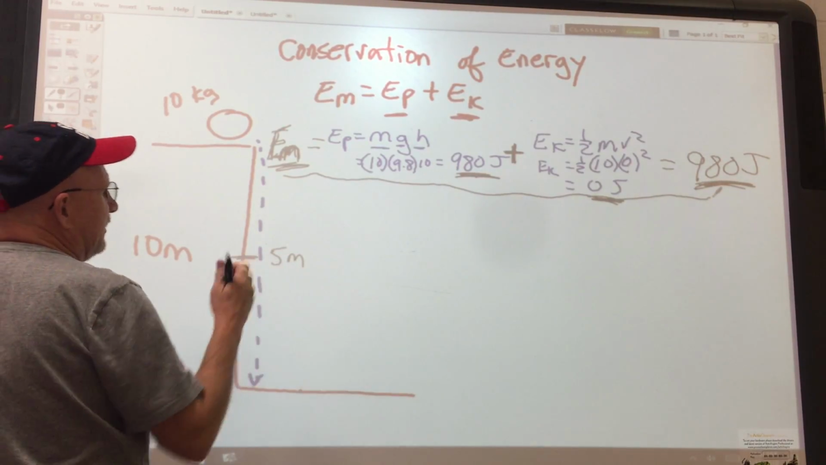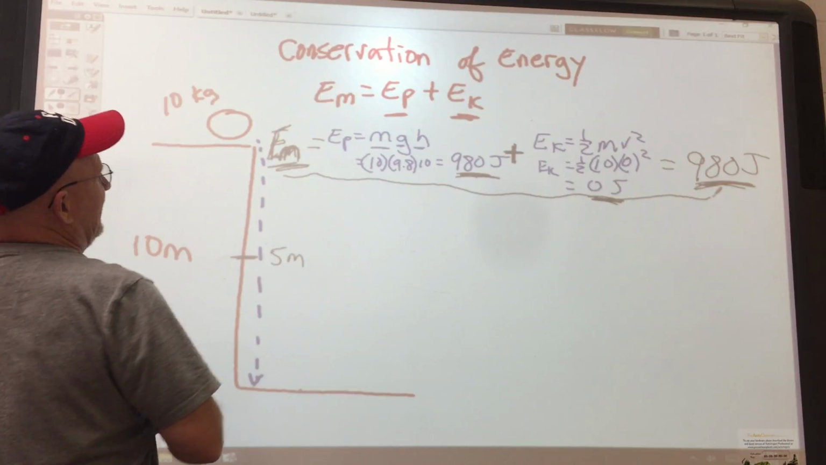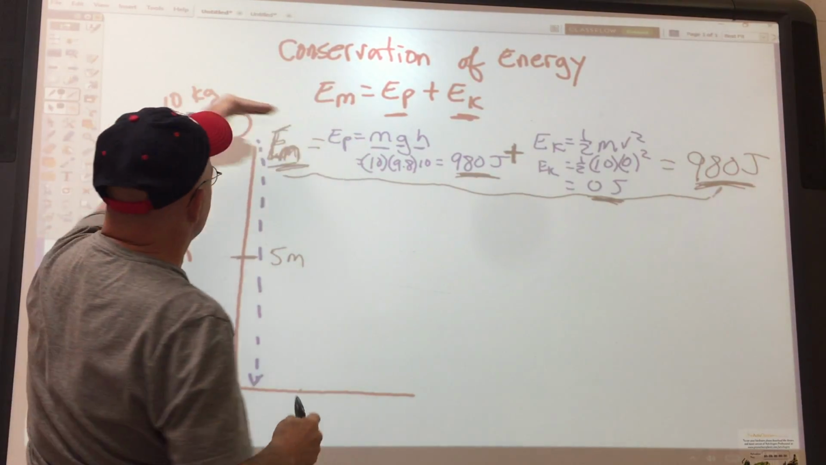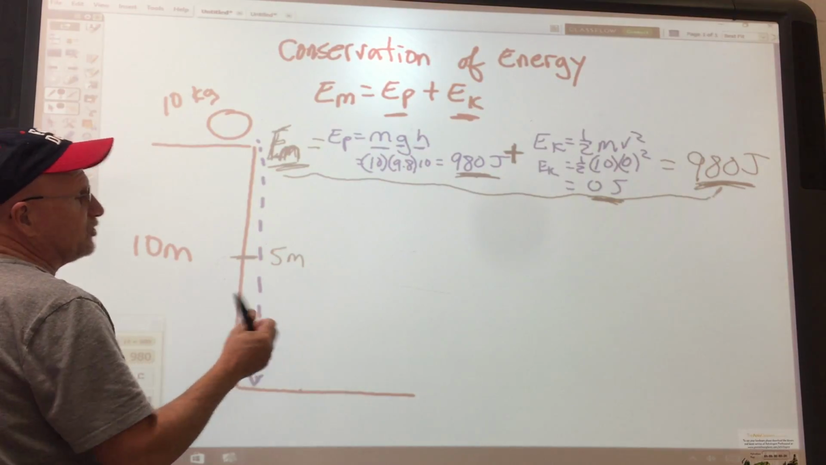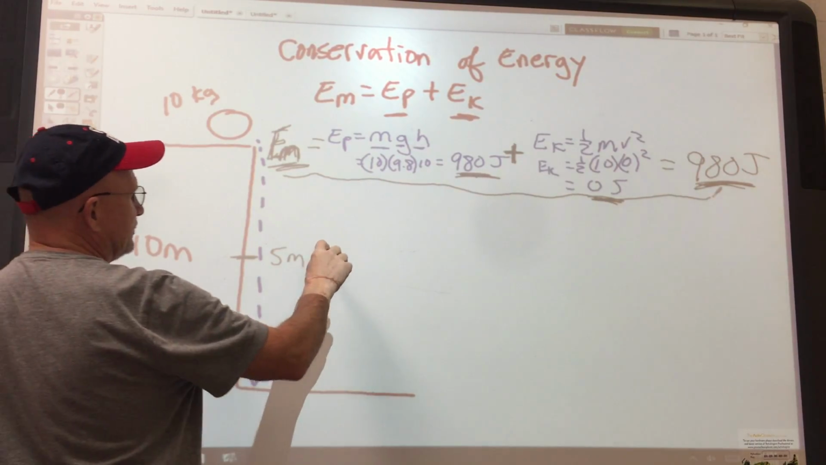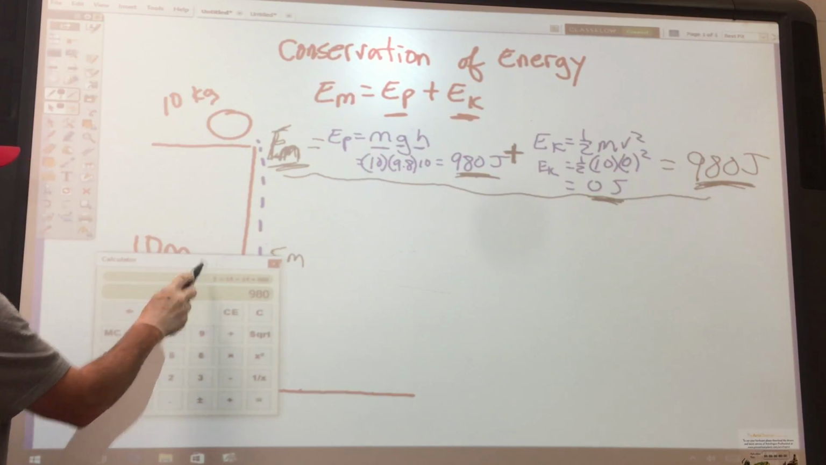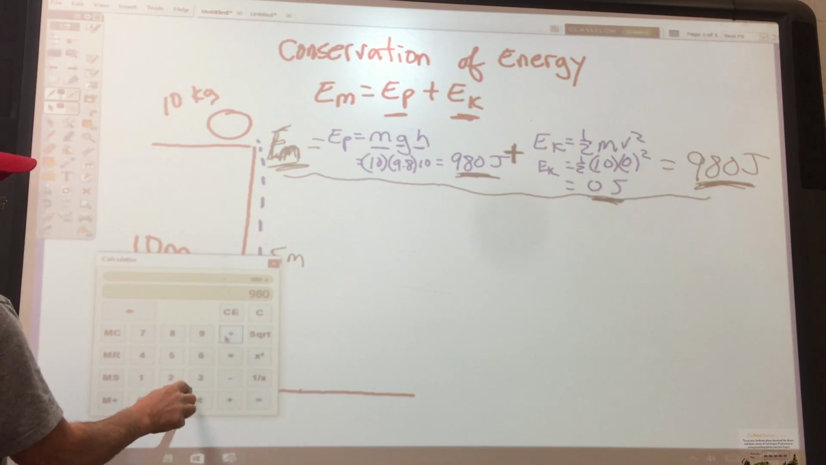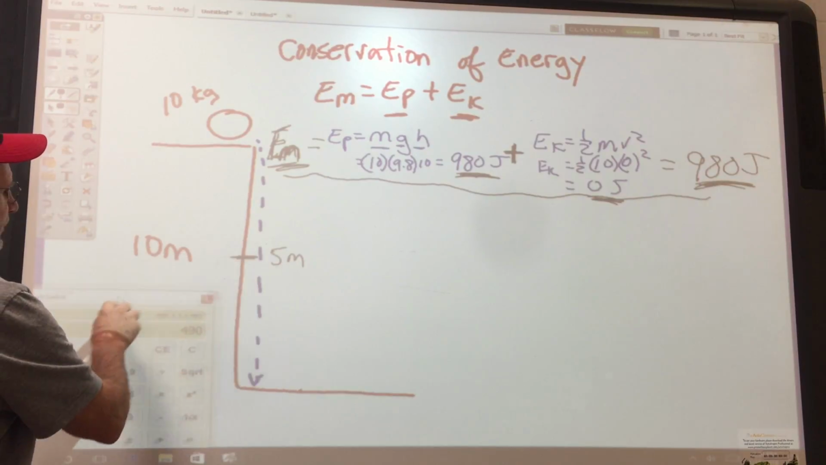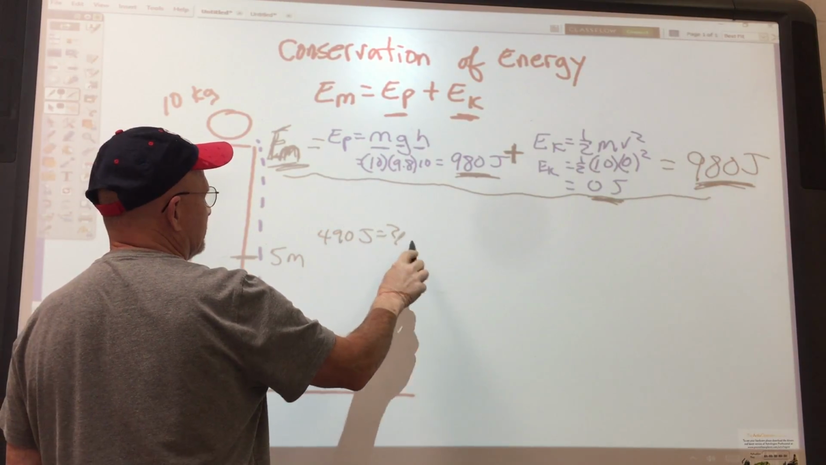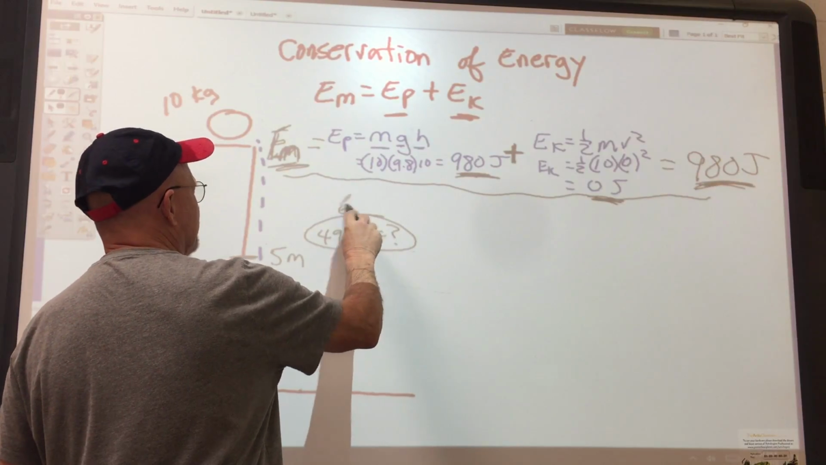Now it makes sense that if it has 980 joules of potential energy at the top, then halfway down it should have half of that, which is 490. If we come here, we see 980 divided by 2 is 490. So I'm going to make this prediction that it's 490 joules of potential energy. That's my guess.